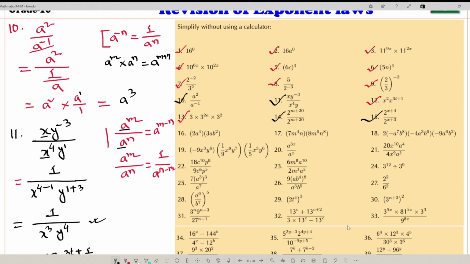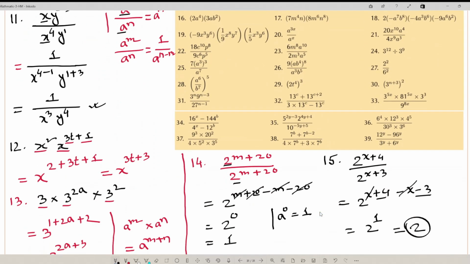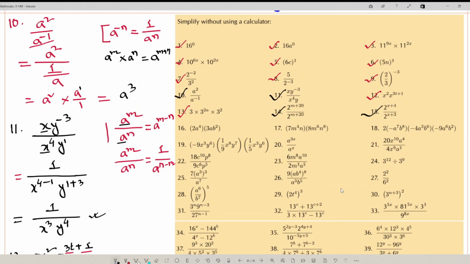Look, in this chapter, revision of exponent laws, here are 39 math questions. We try to solve everything. Therefore, our practice will be standard and we will get good marks in the examination.